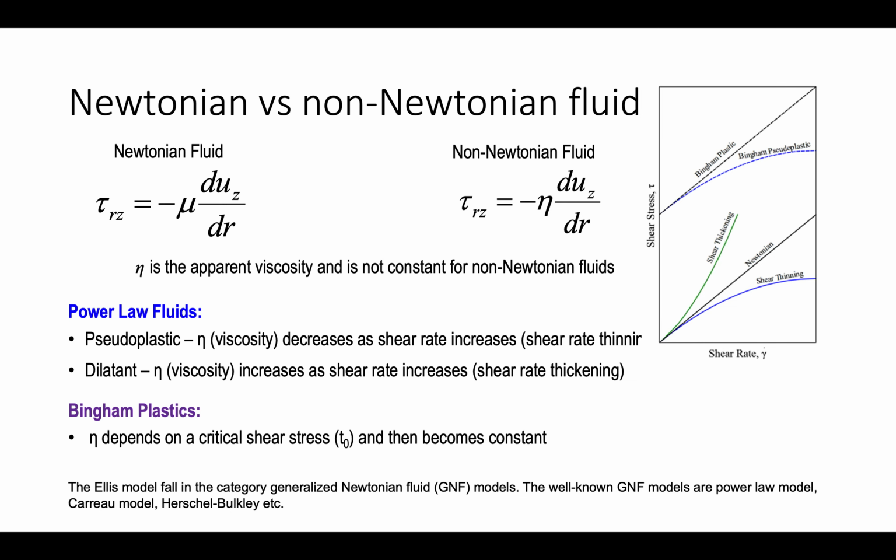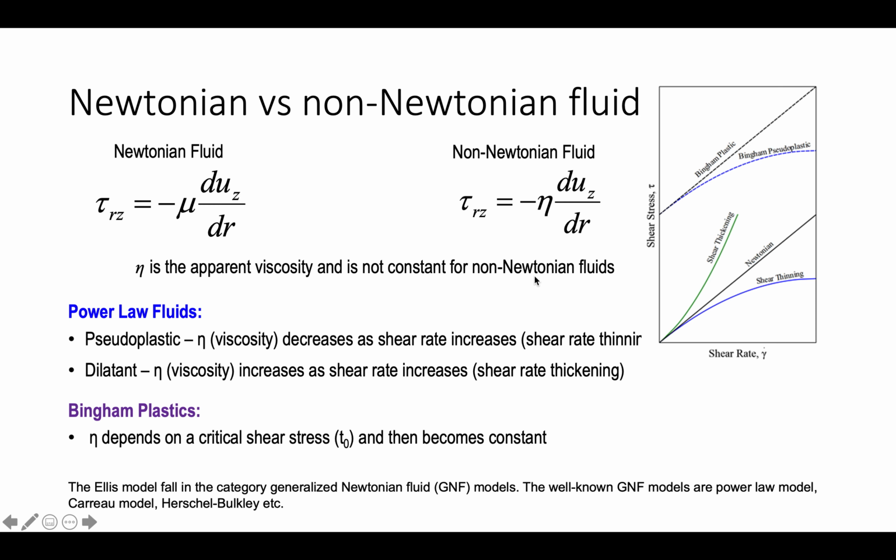Now next is the non-Newtonian fluid. If you see on the left side, this is a Newtonian fluid. It's the same equation that we talked about in the last slide. It's a similar thing in the non-Newtonian fluid. We can follow the same equation, but over here, this is the apparent viscosity, and it is not constant for non-Newtonian fluids.